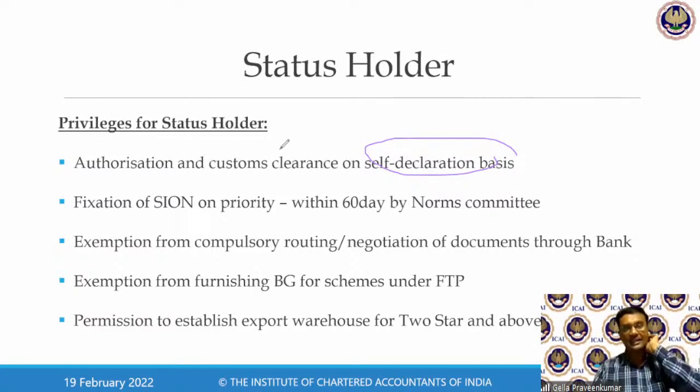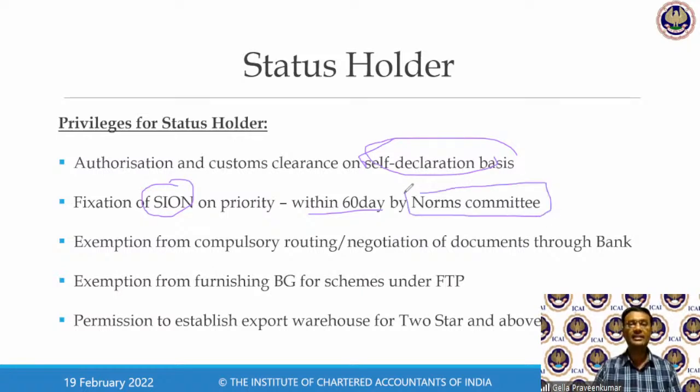My customs clearance can be made easily on the basis of self-declaration. That means verification of documents will be done, but physical verification of goods will not, unless there is a possibility of some misfeasance or fraudulent activities. They will not open the boxes concerned. And fixation of SION maximum within a period of 60 days by the norms committee.